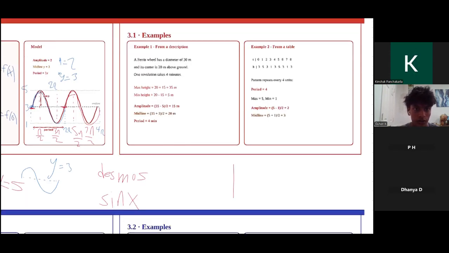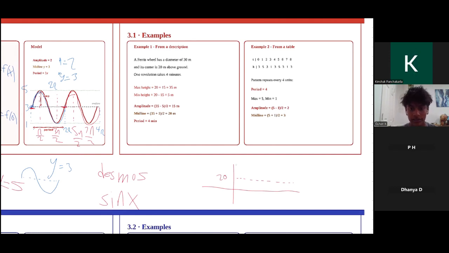So first of all, the center is 20 meters above the ground. When we're given a center, that usually indicates to you that that's the midpoint, right? So that's going to be our midline, not midpoint, sorry, midline, which is 20 meters.